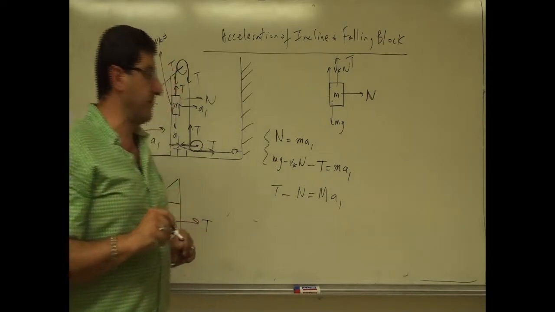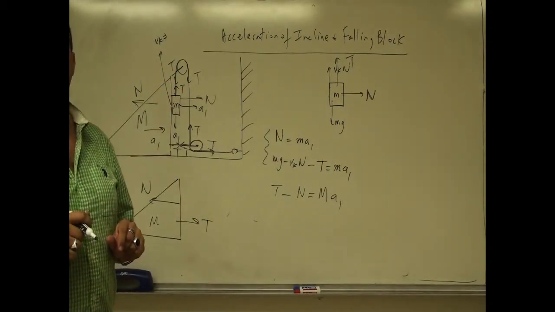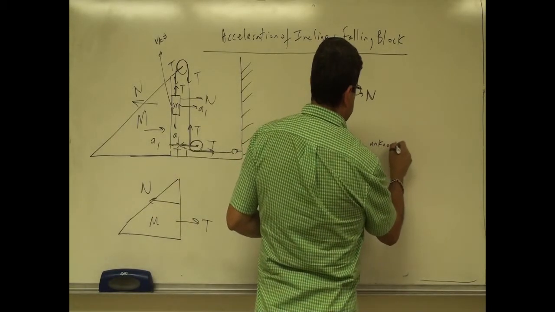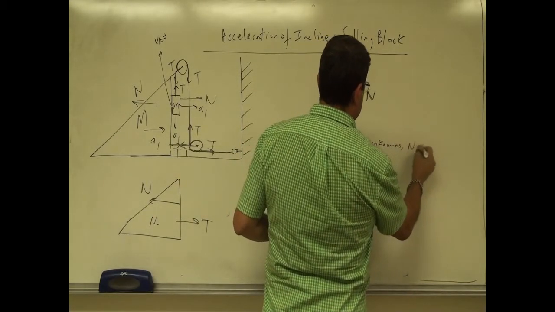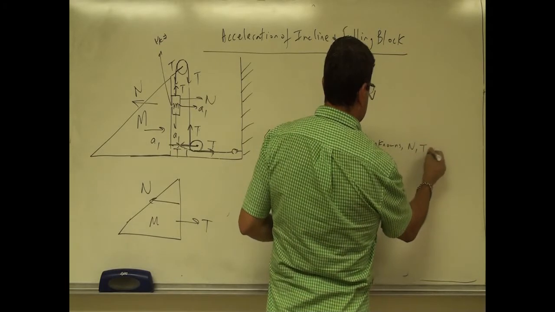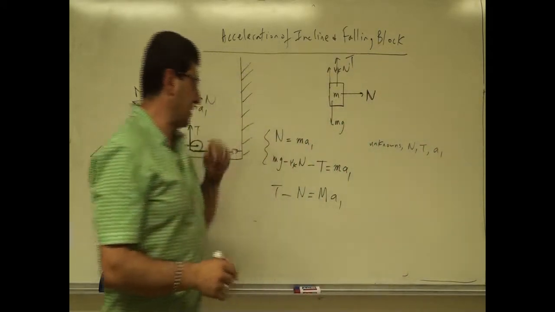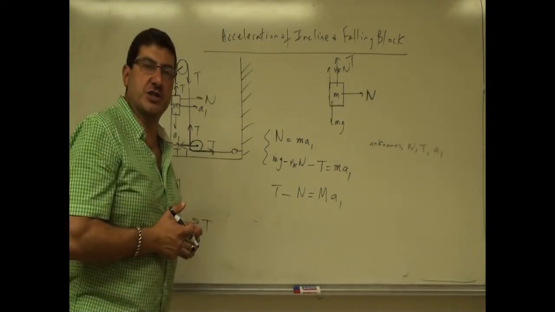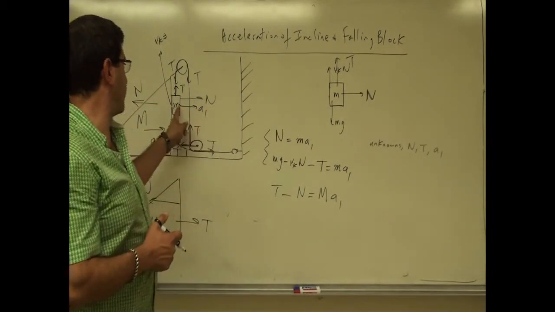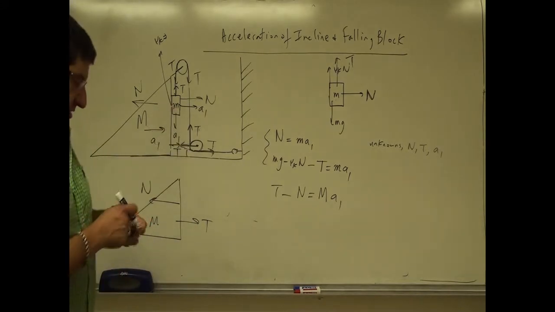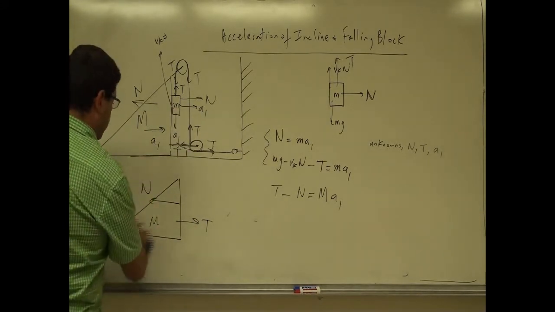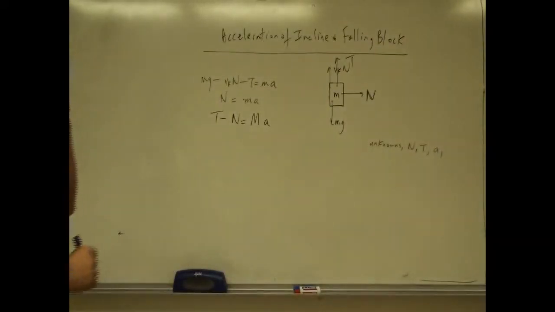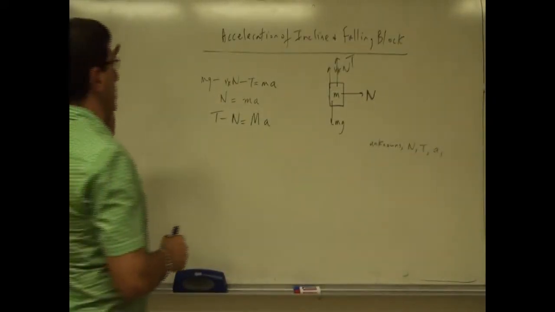So what do we want to solve? We want to solve for a1. What are our unknowns? Our unknowns are n, T, and a1. Okay? The one that I'm most interested in is the acceleration of the system, right? The acceleration of this block and the acceleration of this block and so on. So that's the one that we're interested in. So how can we combine these three equations? Okay, so how can I put all of these together?